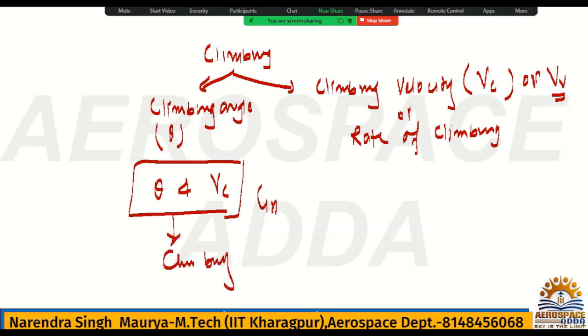In GATE, they asked a question from here. In climbing, what are the two important parameters? Theta and VC. Hope you understood: theta is the climbing angle, and VC is the rate of climb or climbing velocity. Yes or no? These are the two. I'm repeating again and again because it is very important for your exam. So don't take it lightly. It is a very important topic.